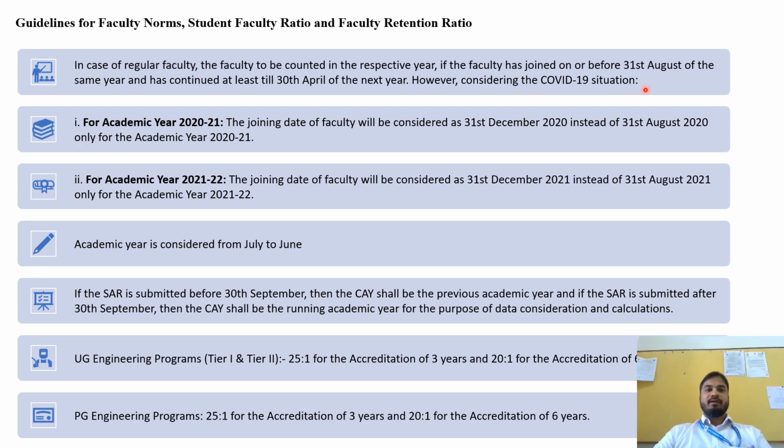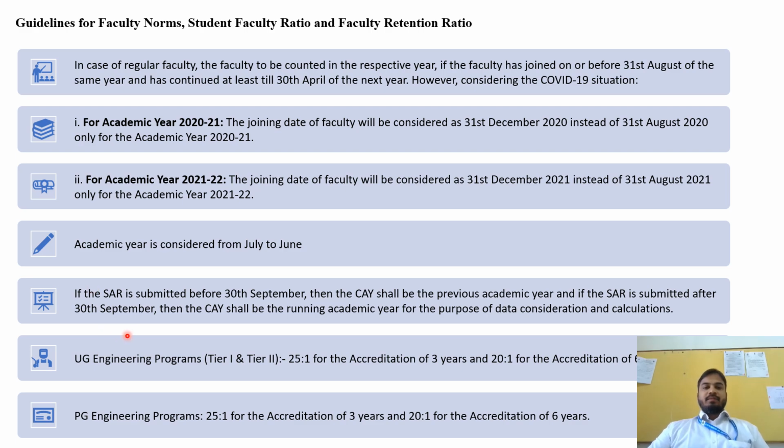However, in the case of COVID, there was some leniency that was given for academic year 20-21. The joining date will be considered as 31st December 2020 instead of 31st August. Similarly, for 21-22, the same scenario is going to follow. Academic year is considered from July to June. If SAR is submitted before 30th September, CAY shall be the previous academic year, and if the SAR is submitted after 30th September, then the CAY shall be the running academic year for the purpose of data consideration and calculation. So 30th September is a very important date that has to be remembered.